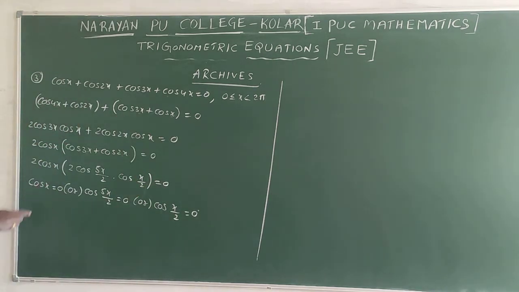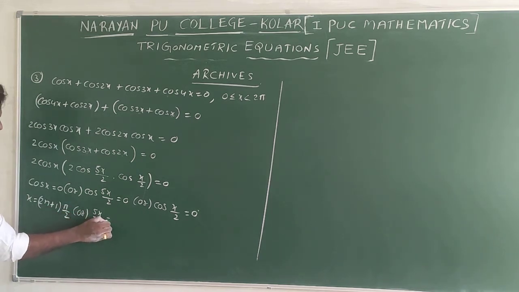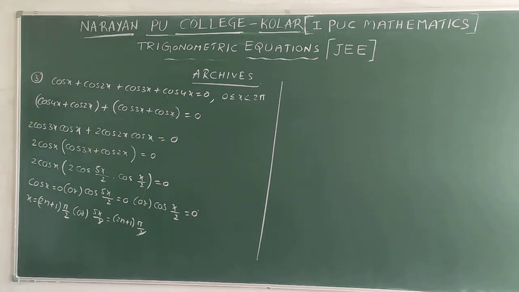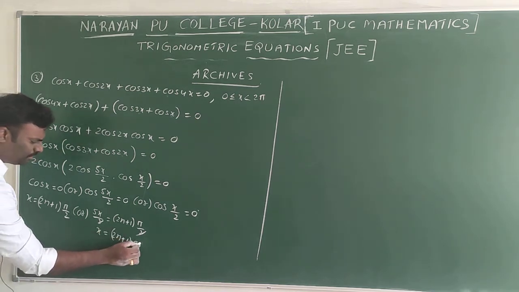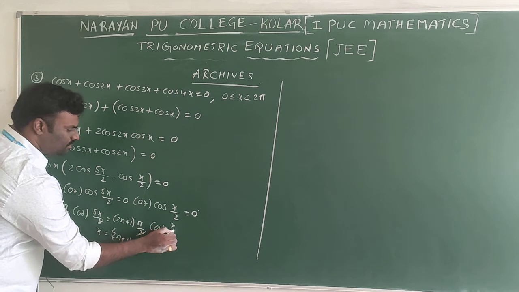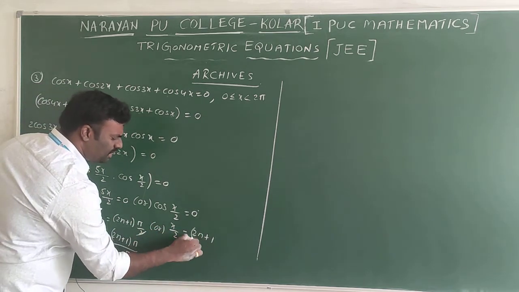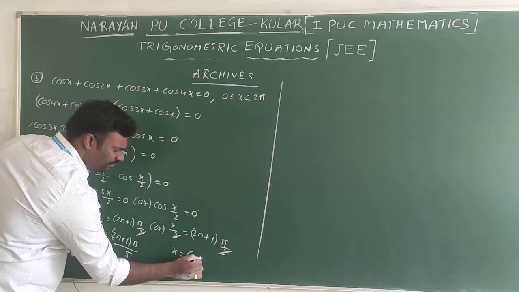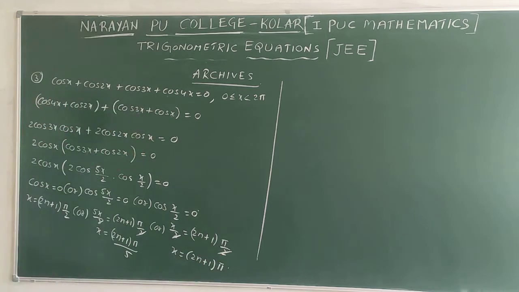Okay. Now for this, x equals to (2n plus 1) into pi by 2. For this, 5x by 2 is equal to (2n plus 1) into pi by 2. Now 2 gets cancelled. Now I can write x is equal to (2n plus 1) into pi by 5. Now here, or x by 2 is equal to (2n plus 1) into pi by 2. Cancel, you will get x equals to (2n plus 1) into pi.